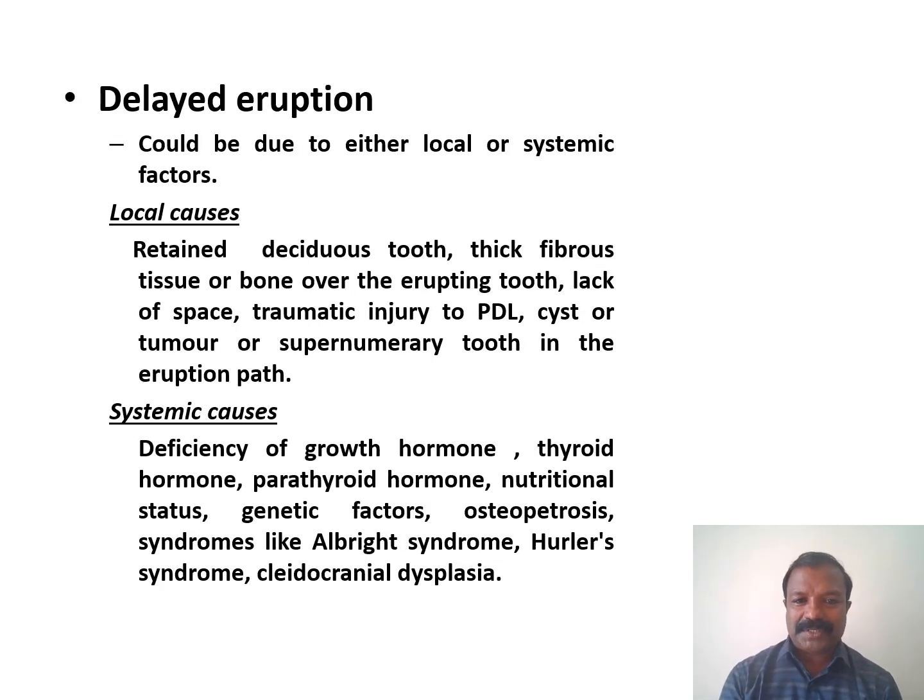Next is delayed eruption. It could be due to either local or systemic factors. The local factors are a retained deciduous tooth, a thick fibrous tissue or bone over the erupting tooth, a lack of space, a traumatic injury to the periodontal ligament, a cyst or a neoplasm or a supernumerary tooth in the eruption path. These are the local factors. And the systemic factors include deficiency of growth hormone, deficiency of thyroid hormone, parathyroid hormone, nutritional status of the individual, genetic factors, osteopetrosis, syndromes like Albright syndrome, Hurley syndrome, and cleidocranial dysplasia.